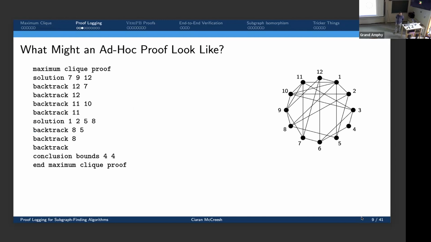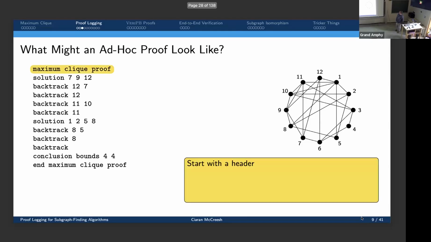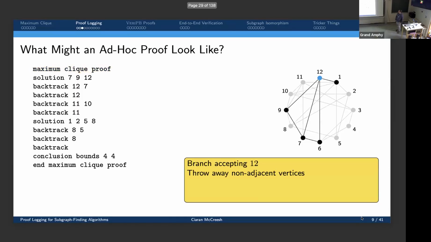So let's think about a very simple clique solving algorithm and just what an ad hoc proof might look like. So if we pretended we didn't know about VeriPB, what might we want to do? We could start with a header in the proof file. We'll just write this out. We're just adding print statements to our solver. Now let's think about what the solver might do.